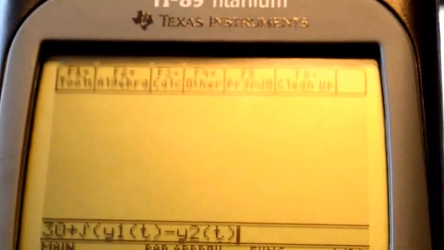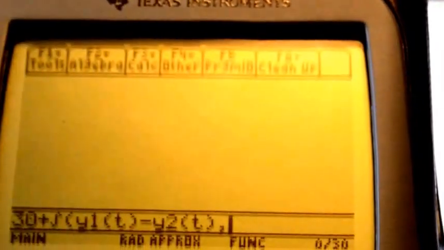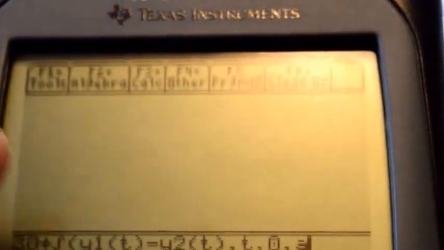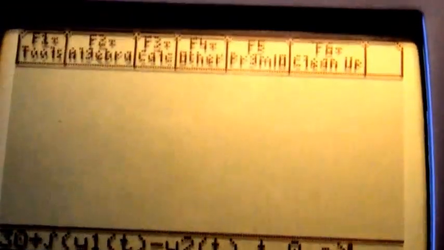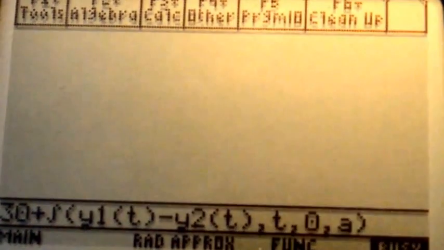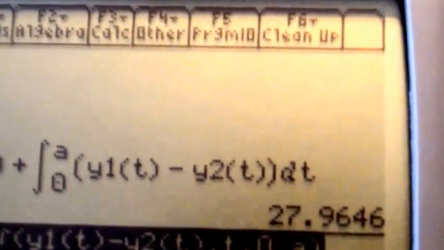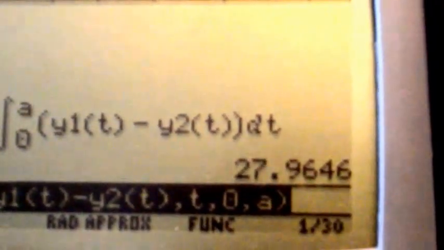Next, what you're going to need to make sure that you do is that you give it the variable in which to integrate for, t, and give it the bounds. Now on this calculator, I can't store uppercase and lowercase variables without getting the two confused. So I chose to keep big T as A. It would be the same thing if you stored it as any other value. And as you can see, I get 27.9646.